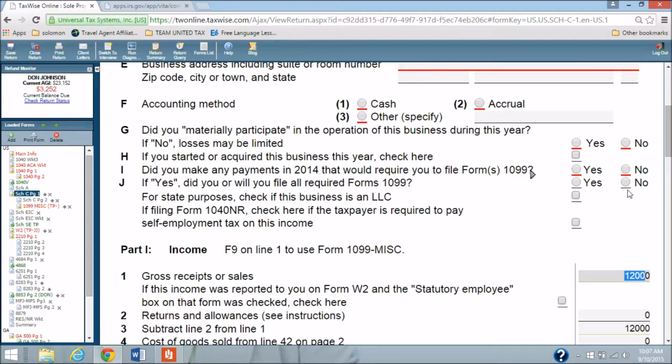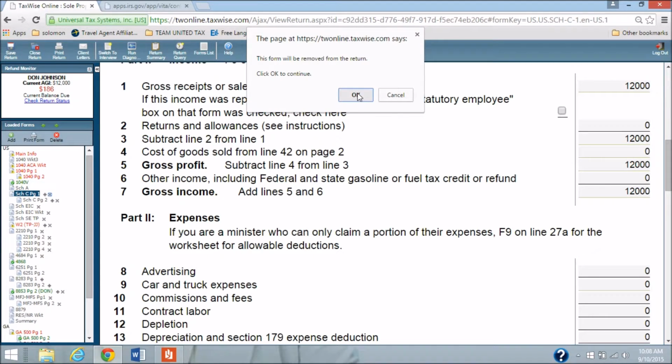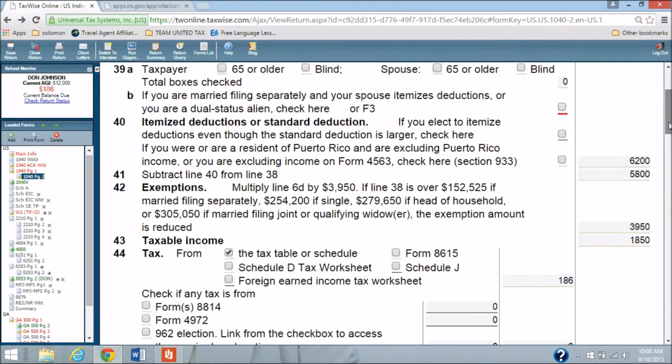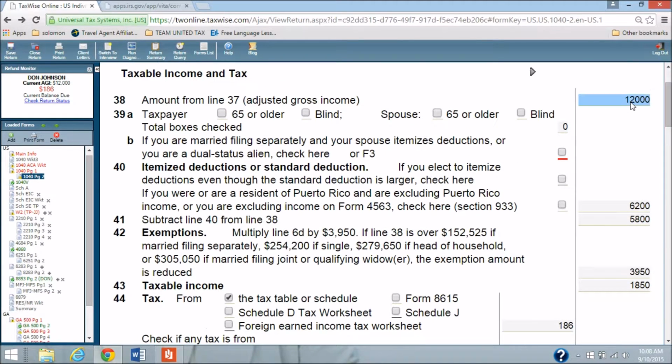So I'm going to just go ahead and take that out of here for now. Let me just click on this. Delete this whole form. Voila, it's gone now. So we go back to our 1040. His income came down quite a bit once I did it. You know, it was $12,000 on that Schedule C. So you see here, it reduced that amount.